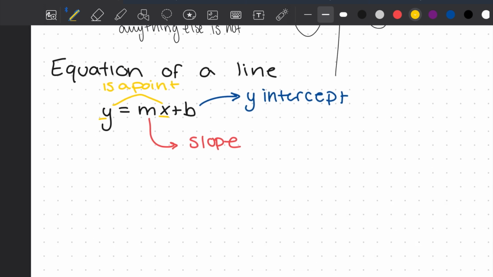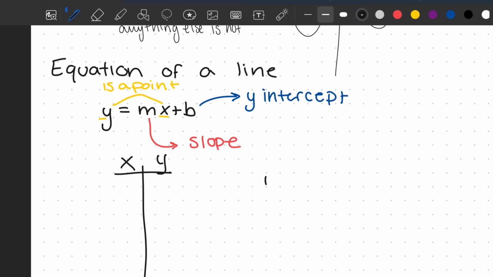Okay, so the equation of a line we use regularly. We use it if we are given random pieces of information. We can get it from a graph. We can use it to make a graph. And whenever we're trying to figure out what to do with this, we want to go back to either our graph or a table of values.